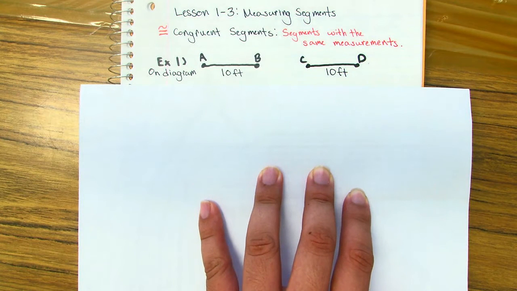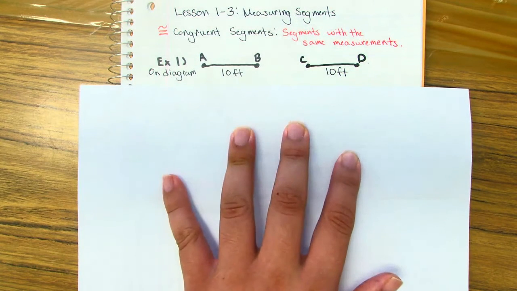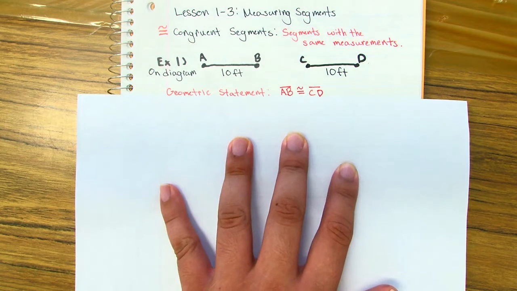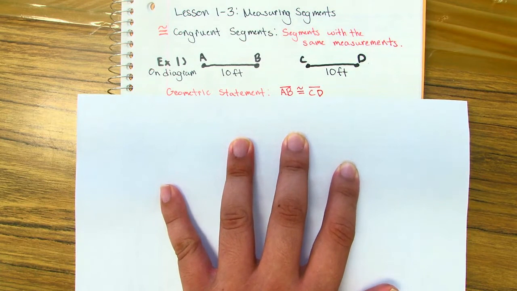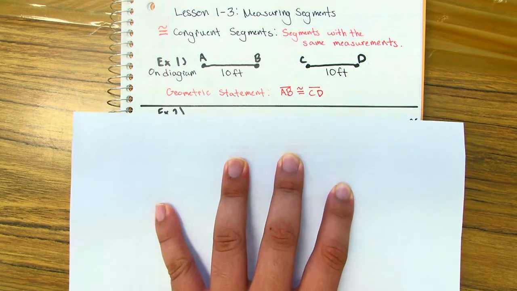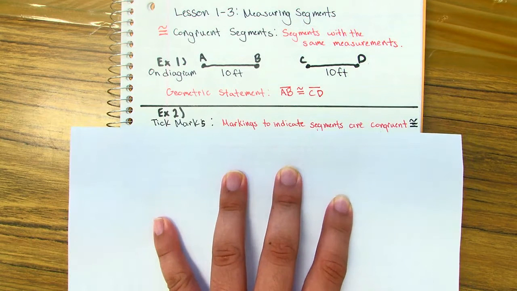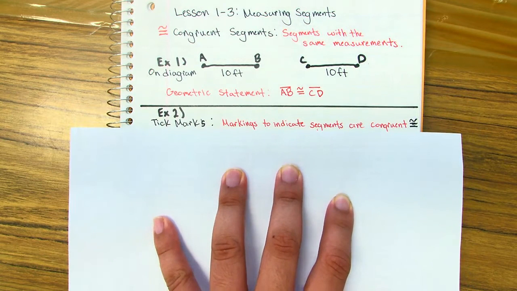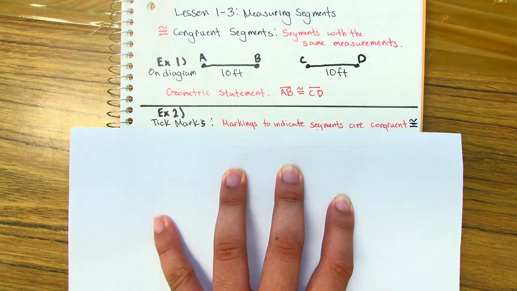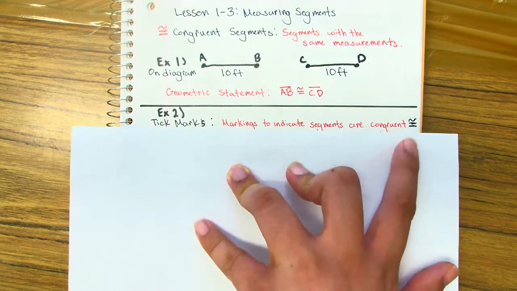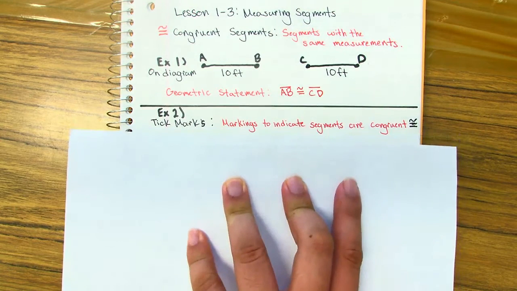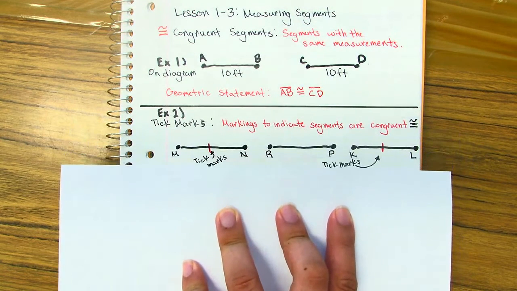You know that they are equal or have the same measurement, but the right geometric statement we can use is AB is congruent to CD. Example number 2 is tick marks. This is another form of how to indicate that segments are congruent. Markings to indicate segments are congruent. Again, I'll be using this symbol a lot when we're writing our statements.